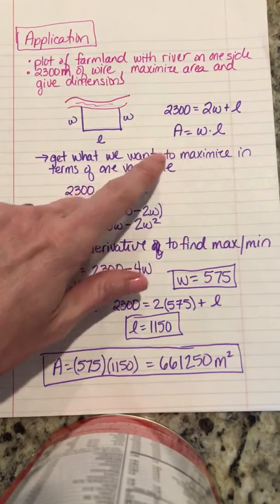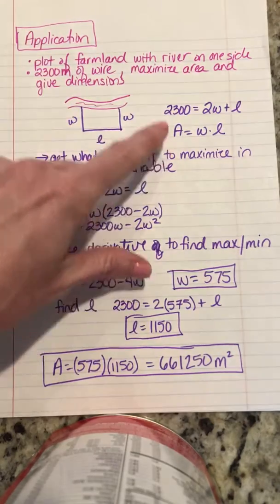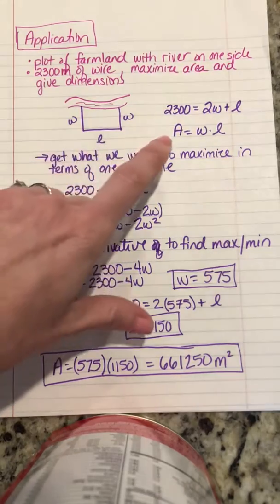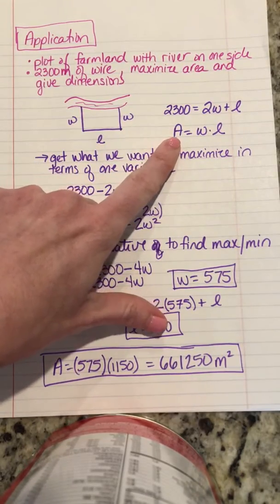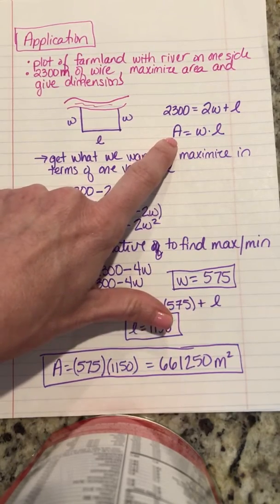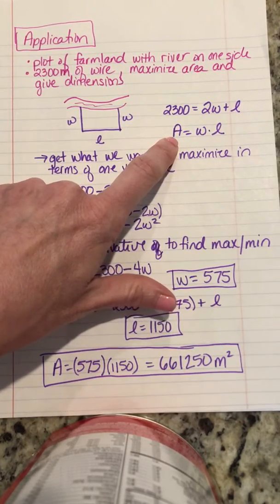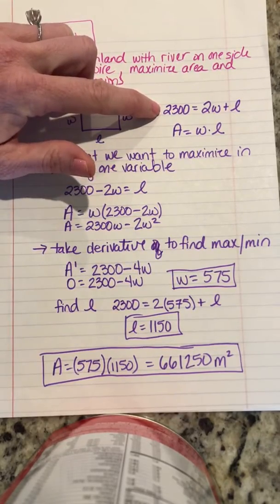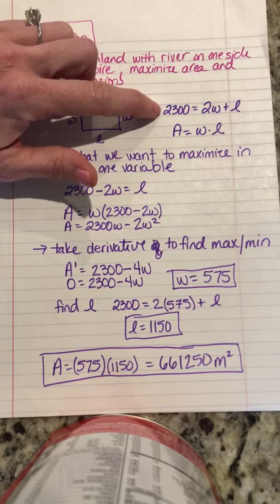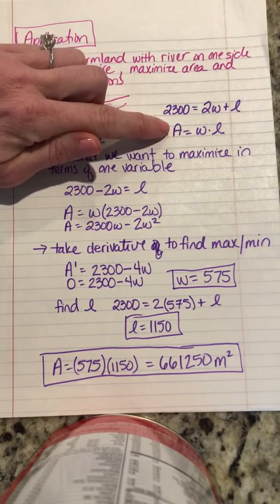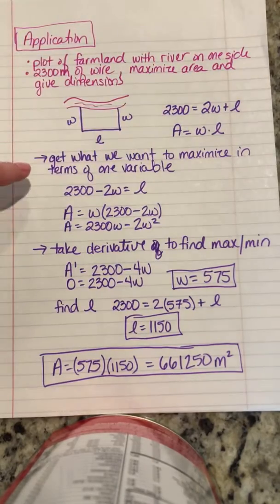And our area is W times L, right? So we have two equations. We're trying to maximize area. So we are eventually going to take the derivative of this function here. But we can't do it in terms of two different variables. So what we do is we use this top function to solve for one of the variables and then plug it into our area function so it's in terms of only one variable.